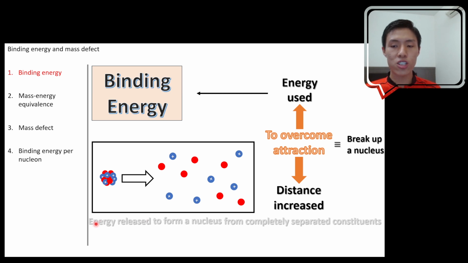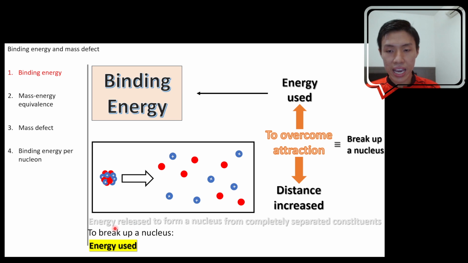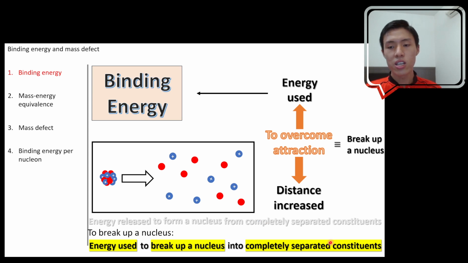Previously the definition was energy released to form a nucleus from completely separated constituents. But if we flip it to talk about the breaking up process, the definition for binding energy can also be written as the energy used to break up a nucleus into completely separated constituents. These two are definitions of binding energy. Both are equally correct. It just depends on which perspective you want to study the process from, whether it's the formation of a nucleus or the breaking up of a nucleus.